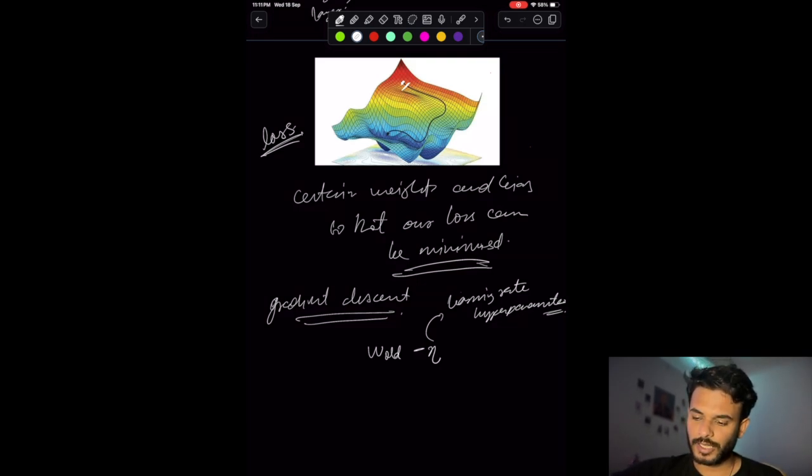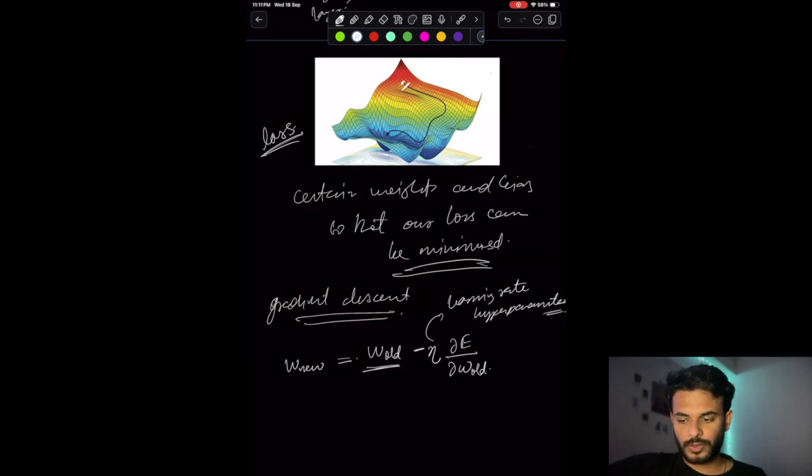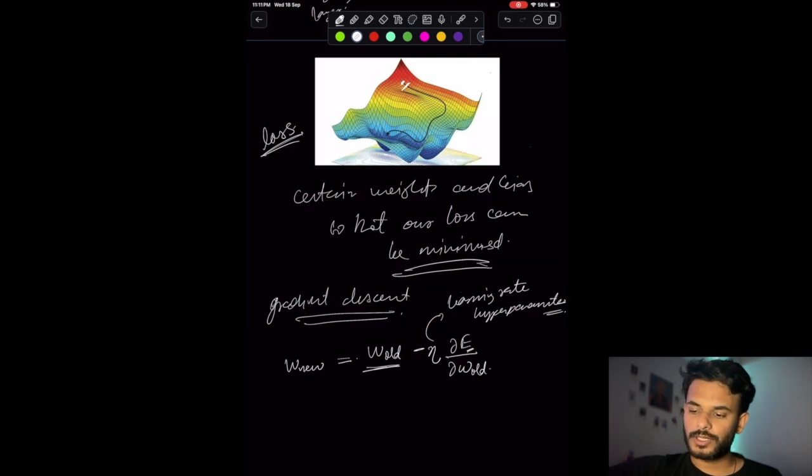It has the learning rate, and then you calculate the differentiation of error, whatever you're getting, with the old weight, and this is your new weight. So you have your old weight, you calculate the derivative of the error, I mean the loss, with the particular old weight, and then you subtract it from the old weight to get a new weight.